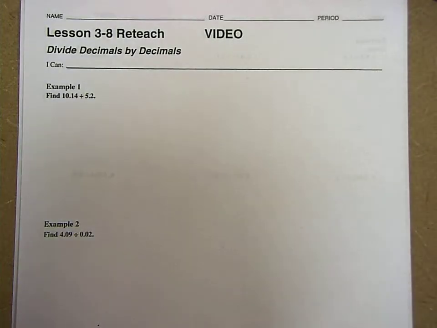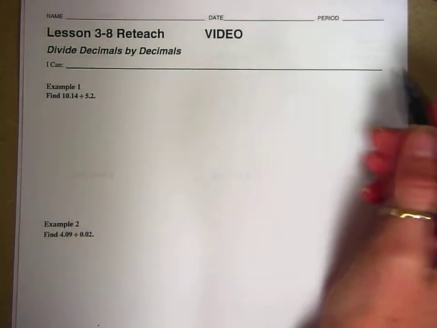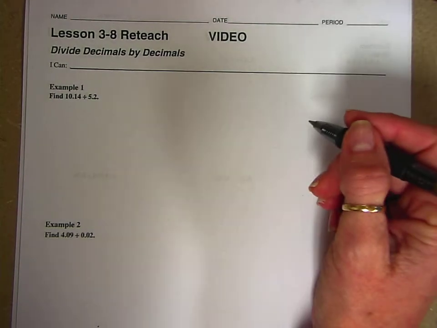Okay, sixth graders, we're moving forward in chapter 3, section 8, and we are going to divide decimals by decimals. Earlier we worked on dividing decimals by whole numbers, but today we're going to divide decimals by decimals, which is exactly what our I can statement is.